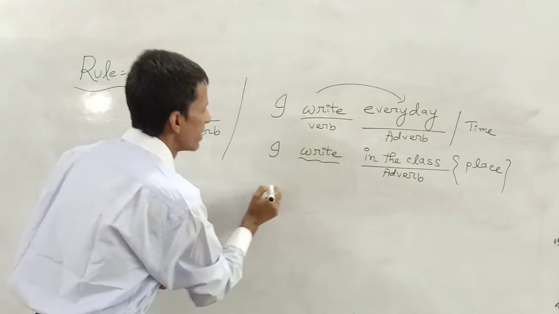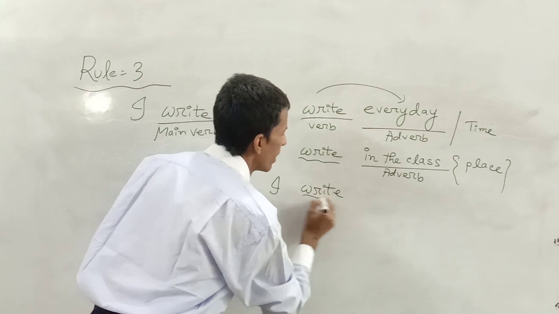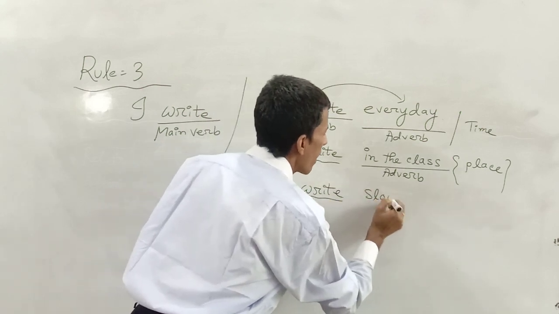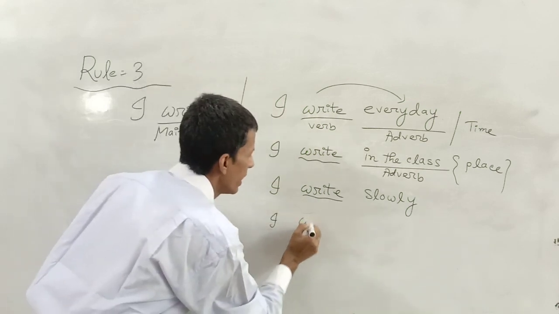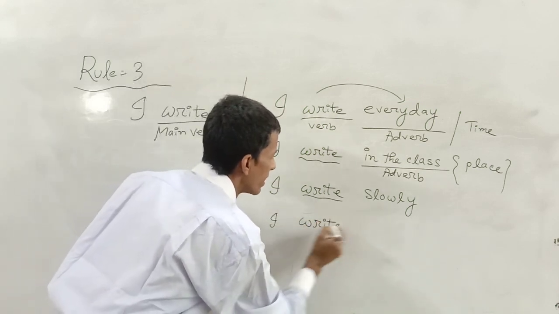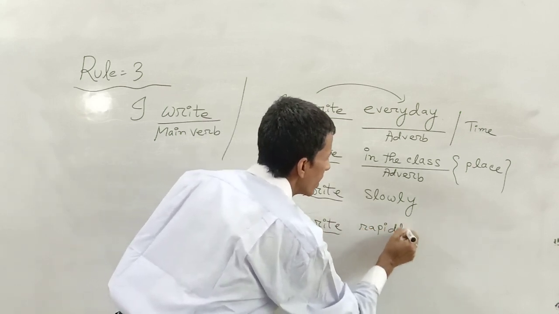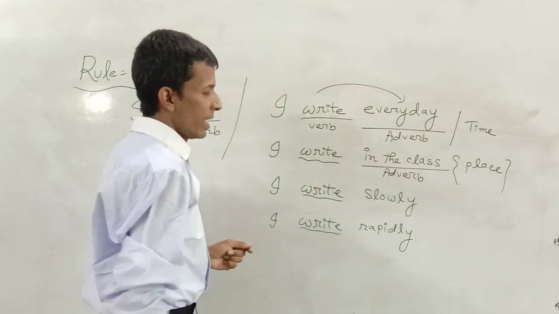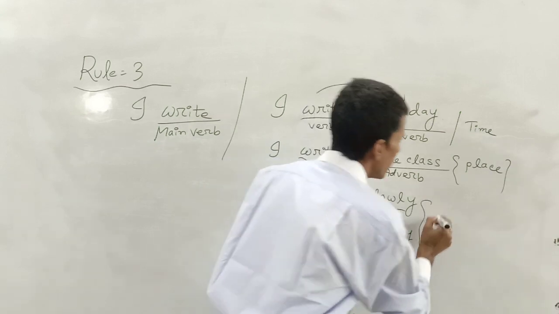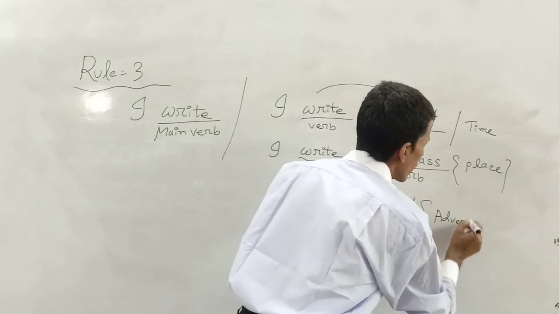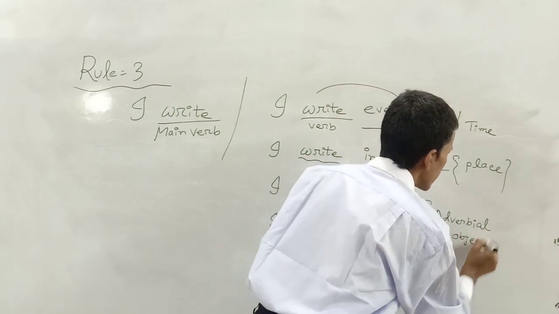I write slowly. In the reverse way, I can also write rapidly. Slowly and rapidly, both of these words are adverb or adverbial object.